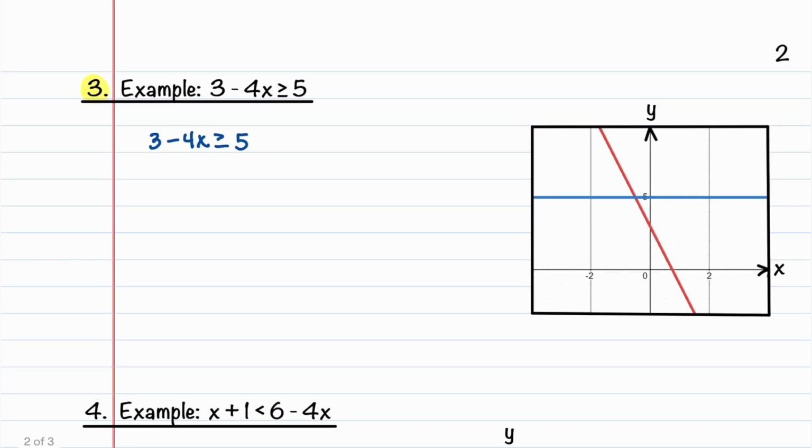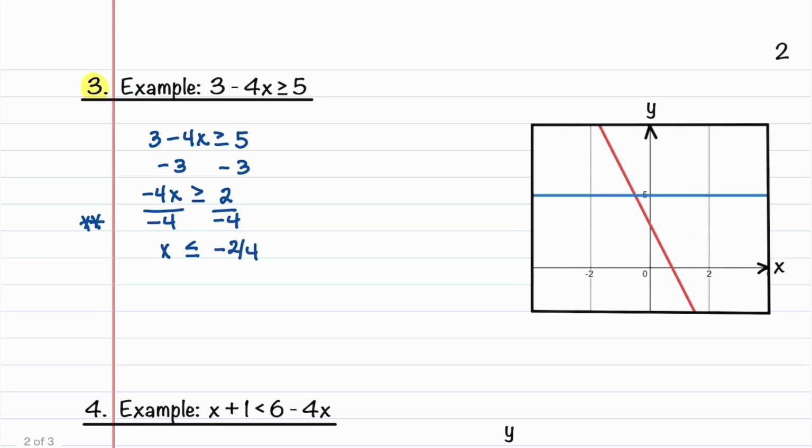Let's move our constants to the right. So we're going to subtract 3 from both sides. This gives us minus 4x is greater than or equal to 5 minus 3, which is 2. Now we're going to divide each side by negative 4. I'm going to put a star right here because this is super important. When you divide by a negative, you have to switch your inequality. So this becomes x is less than or equal to minus 2 over 4. And then we can simplify this and we get x is less than or equal to minus 1/2.